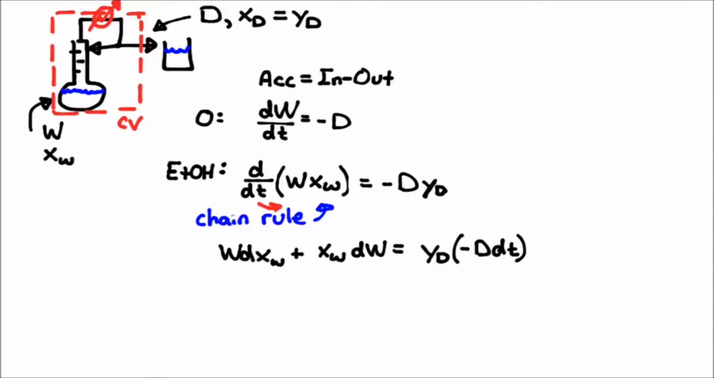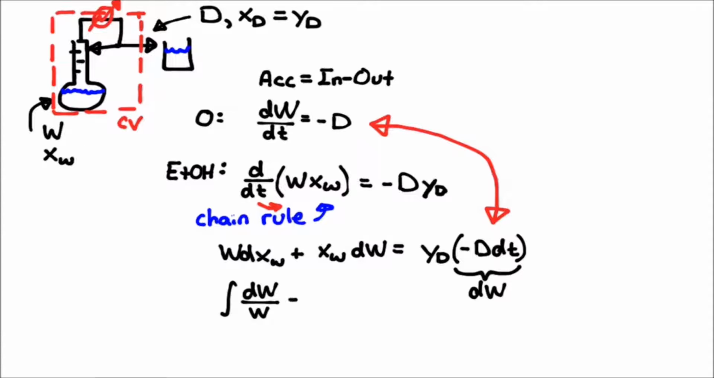Now what we're going to do is take this overall balance and put it in down here. You can see if we rearrange the overall balance, we can represent this term as simply D sub W, right, from our overall balance. So let's write that in there. If we do a little bit of rearranging, and I would encourage you to do this on your own, if we put all the stuff that has to do with dW on the left-hand side, we can integrate dW over W, and that integral will be equal to the integral of 1 over y sub D minus x sub W, dx sub W.